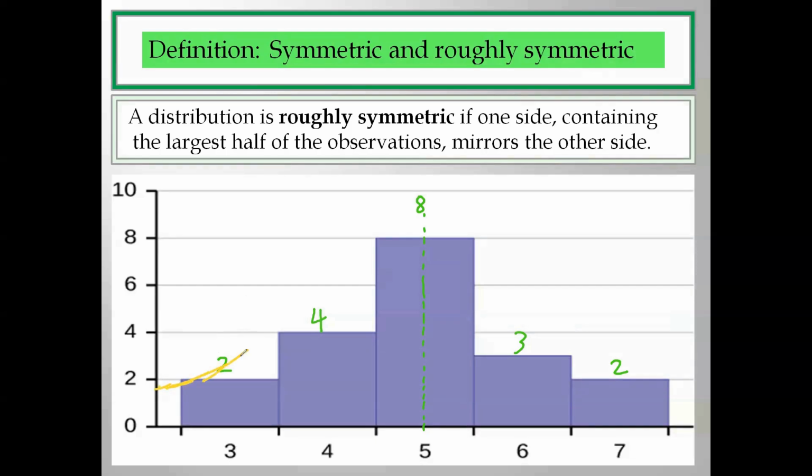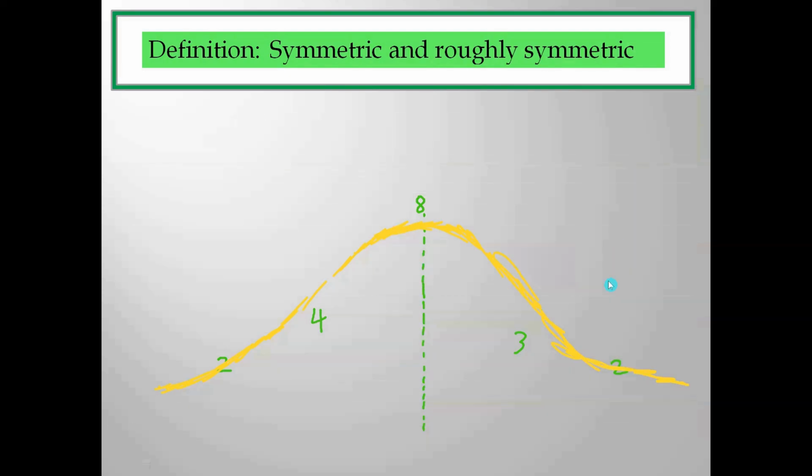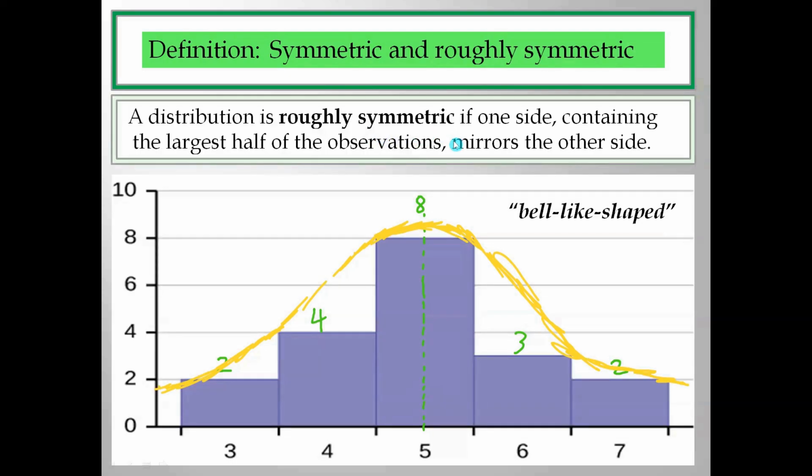If we were to connect each of the tips of our bar graphs, the left corners on the left side and the right corners on the right side, we will still get a graph that is roughly bell-shaped. So we can still say they are bell-like in shape when we're talking about roughly symmetric.